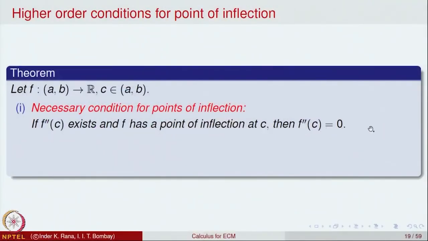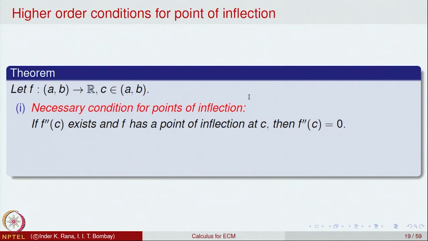One can also give higher order conditions for the point of inflection. They are as follows. These are necessary conditions. Before, for local maxima and minima, first derivative equal to 0 gave you the conditions for possible points of local maxima and minima. Similarly, the necessary condition for a point of inflection is: if the second derivative exists and f has a point of inflection at c, then the second derivative must be equal to 0. This is very much similar to the condition for local maxima and minima. There we had that if the first derivative exists and there is a point of local maxima or minima, then the first derivative is 0.